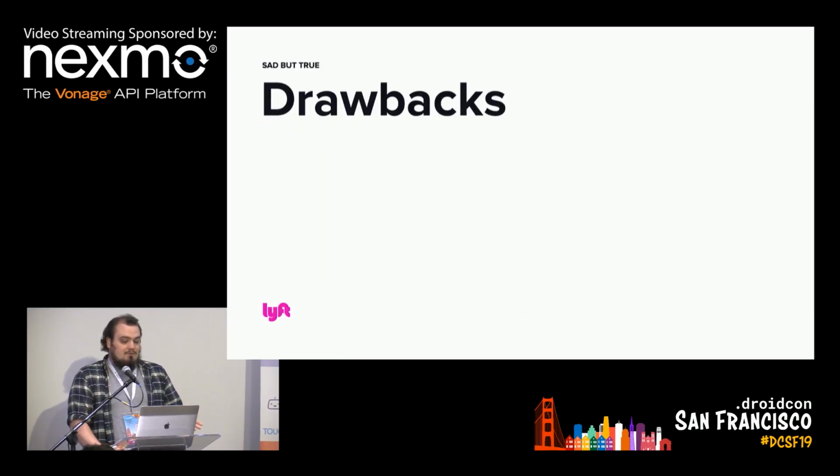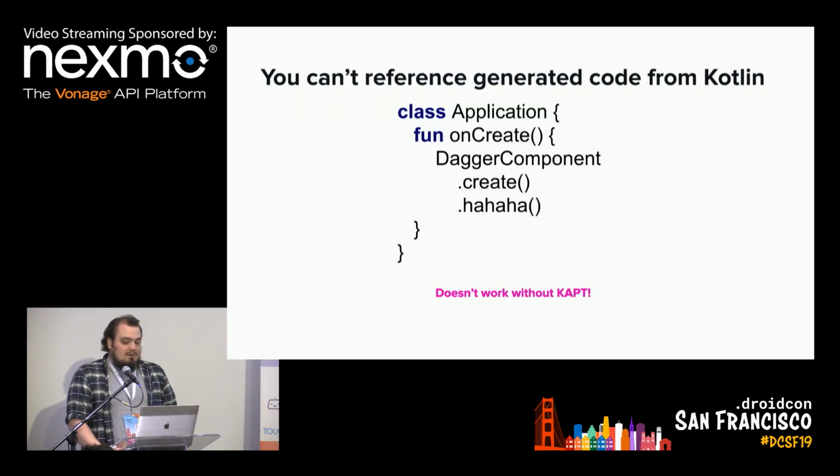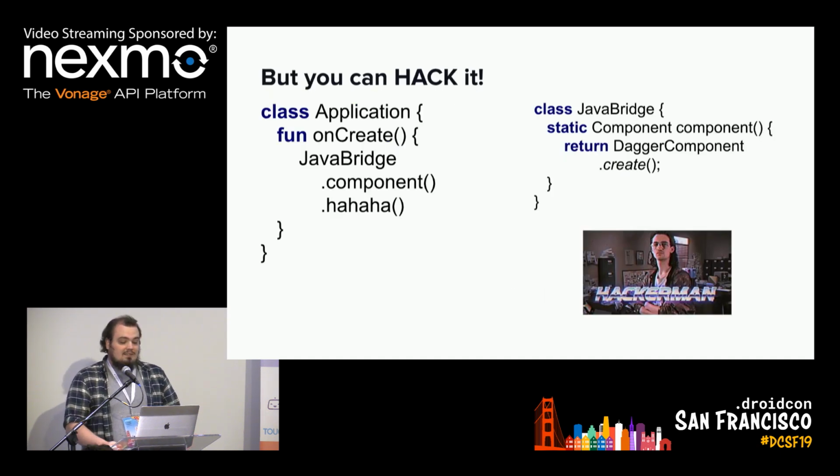Let's talk about the drawbacks of this solution. As I said before, without KAPT, you can't reference generated code from Kotlin because kotlinc knows nothing about it at compile time and can't see it. But we can hack it. Since Dagger only exposes static methods as entry points for creating components, we can simply bridge calls like this through the Java static methods, as you can see on the right side. And we can safely call those methods in Kotlin.